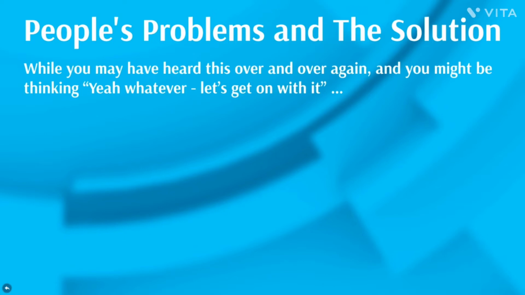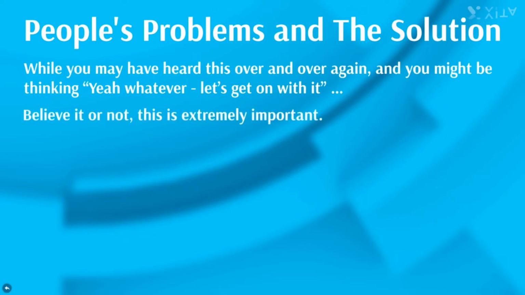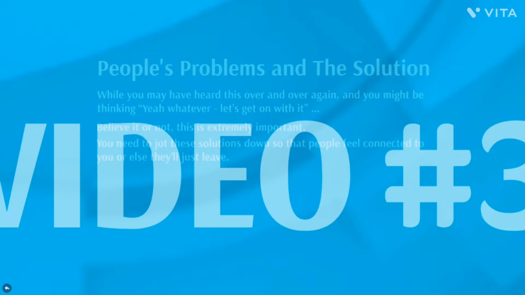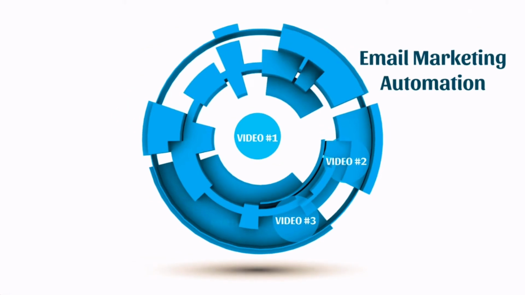It's because if you start with the problem, the pain, and move on to the solution, you have a better gauge of where people are at and how you can get them to a certain point. But if you build a list to build a list without any sort of plan, without even understanding their problems and pains and all that, you don't really know what stage they are at. Does that make sense? So believe it or not, this is extremely important. You need to jot these solutions down so that people feel connected to you, or else, of course, they'll leave. So with that said, let's move on to video number 4.